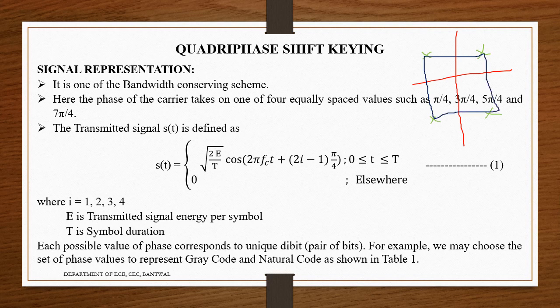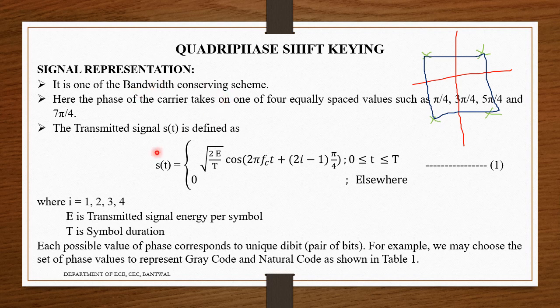When I combine all the 4, bear with my freehand drawing. This is the statement they are making: the phase takes on any one of the 4 equally spaced values, pi by 4, 3 pi by 4, 5 pi by 4, 7 pi by 4. Hence the name quadrature phase: it takes any one of the 4 values, and that will be transmitted. Why is this a bandwidth conserving scheme? In the next slide I will explain.